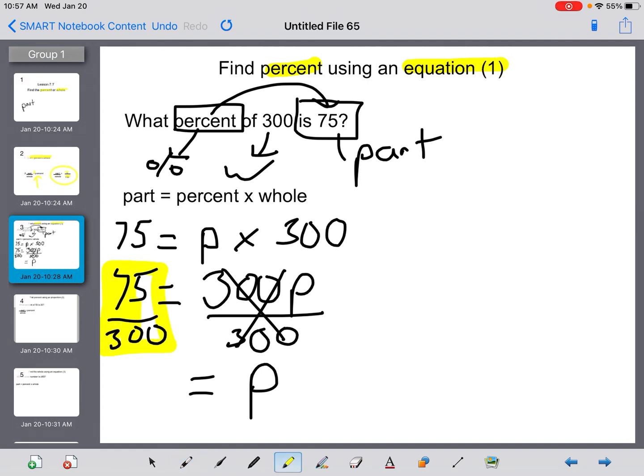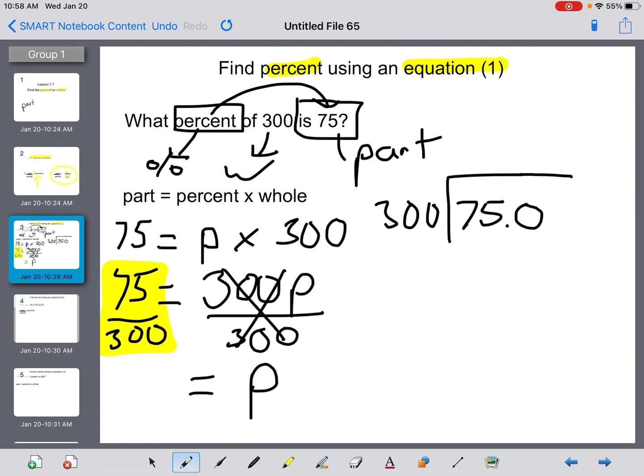But now I need to figure out, well, what is 75 divided by 300? Because remember, I'm looking for a percent. So I'm just going to go to the side and do some long division. Remember, number on top goes in the box. So I'm going to do 75 divided by 300 because I want to put this into decimal form to get it into percent form. So if I take a look, 300 does not fit into 7. It does not fit into 75. So I'm going to place a decimal and add a 0. Because I placed my decimal in the box, I need to place one above.